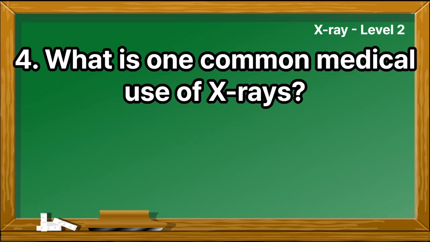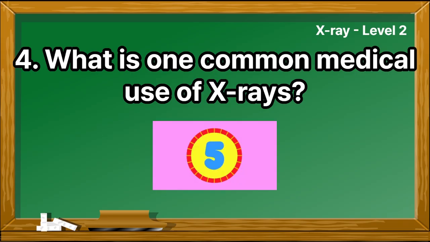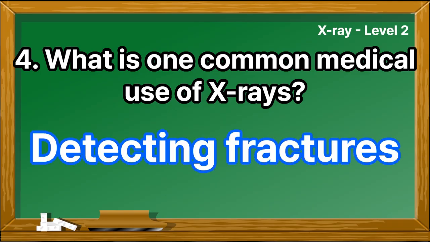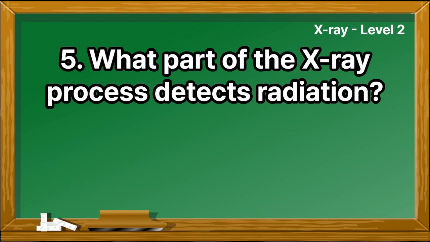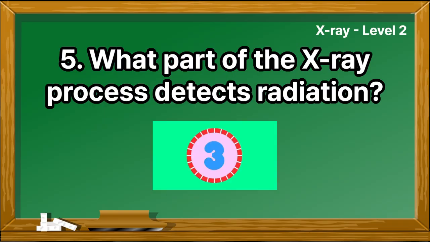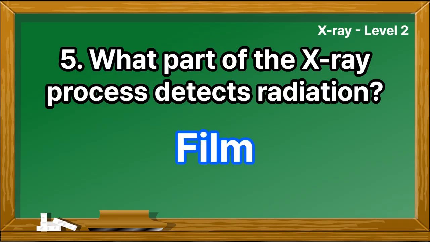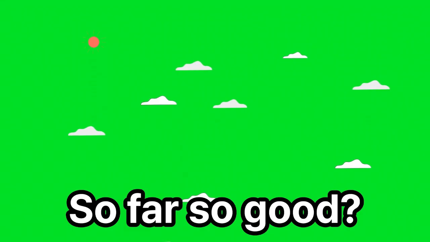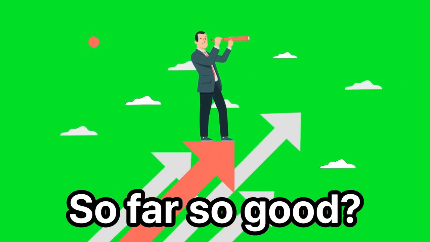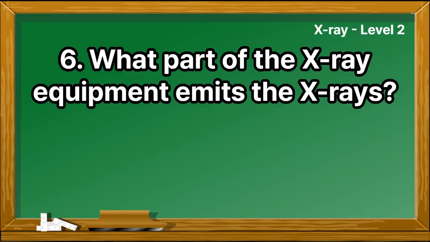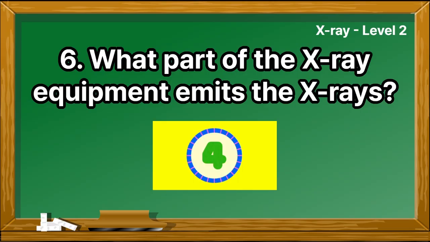What is one common medical use of X-rays? Detecting fractures. What part of the X-ray process detects radiation? Film. So far so good? What part of the X-ray equipment emits the X-rays? Cathode.